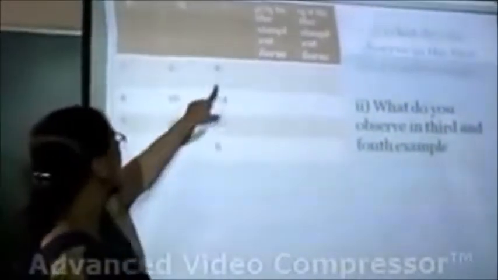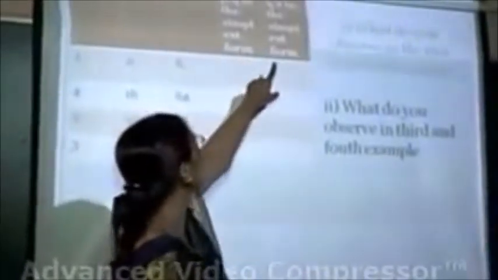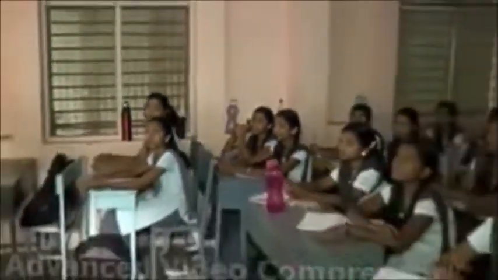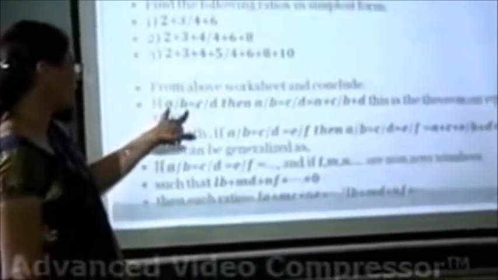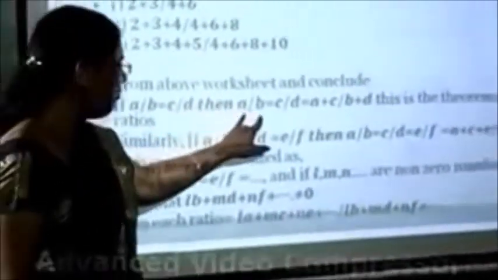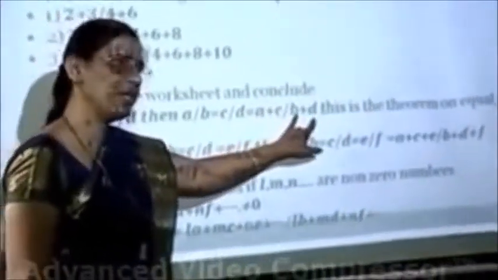Observe this worksheet. We have value of P, value of Q, value of R. In the first column you have to find P upon Q, while in the second column you have to find Q upon R. Start solving. In the first and fourth example, P upon Q is not equal to Q upon R. Very good. About the third and fourth, we conclude that if A upon B is equal to C upon D, then A upon B is equal to C upon D is equal to A plus C upon B plus D.